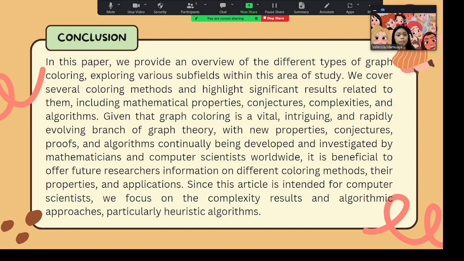It is beneficial to offer future research information on different coloring methods, their properties and applications. Since this article is intended for computer scientists, we focus on the complexity results and algorithmic approaches, particularly heuristic algorithms.